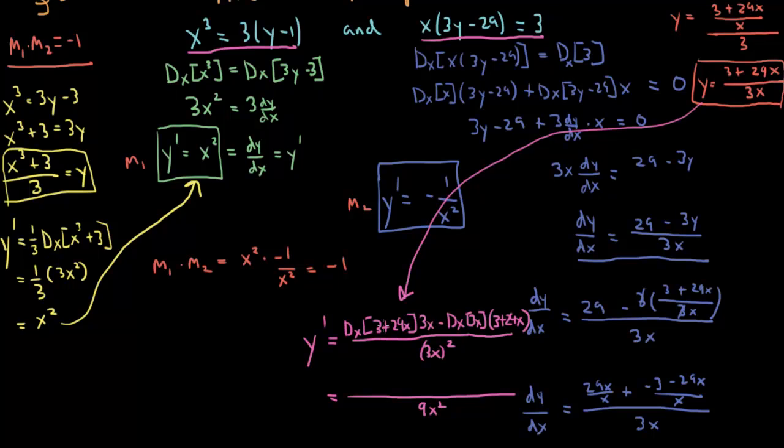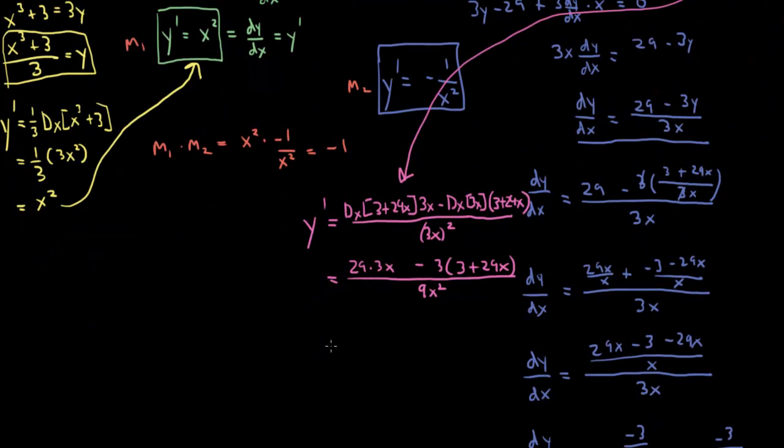Now let's see. The derivative of 3 is 0. The derivative of 29x is just 29. So 29 times 3x is what we get there. Minus, what's the derivative of 3x? Well, that's just 3 times 3 plus 29x. Now this is going to take a little bit of simplification here.